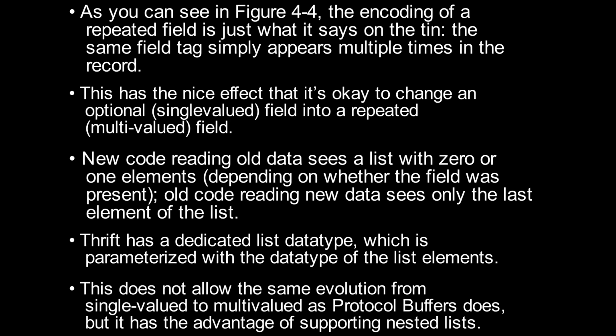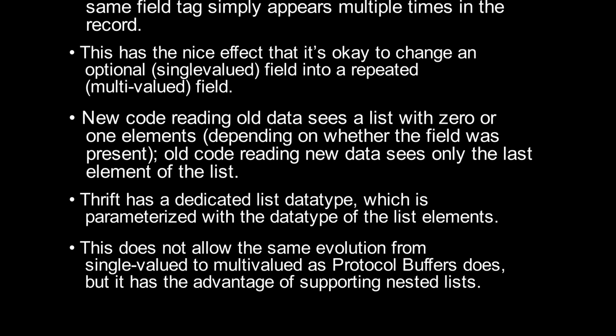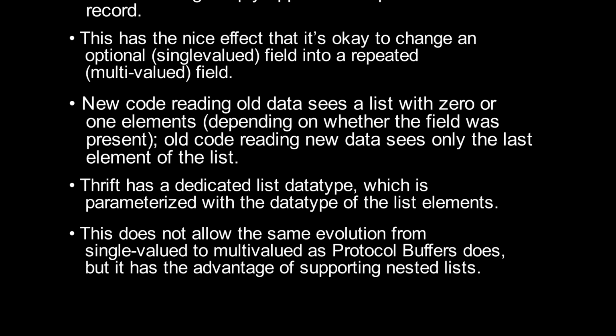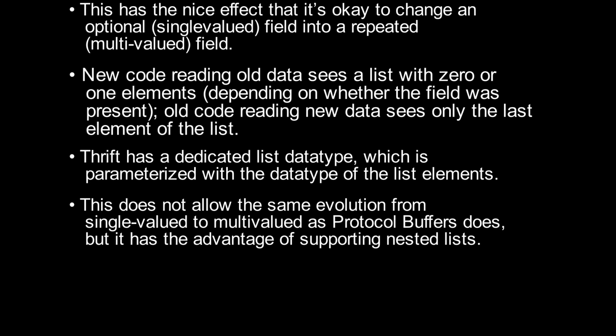Thrift has a dedicated list data type, which is parameterized with the data type of the list elements. This does not allow the same evolution from single value to multi-valued as Protocol Buffers does, but it has the advantage of supporting nested lists.